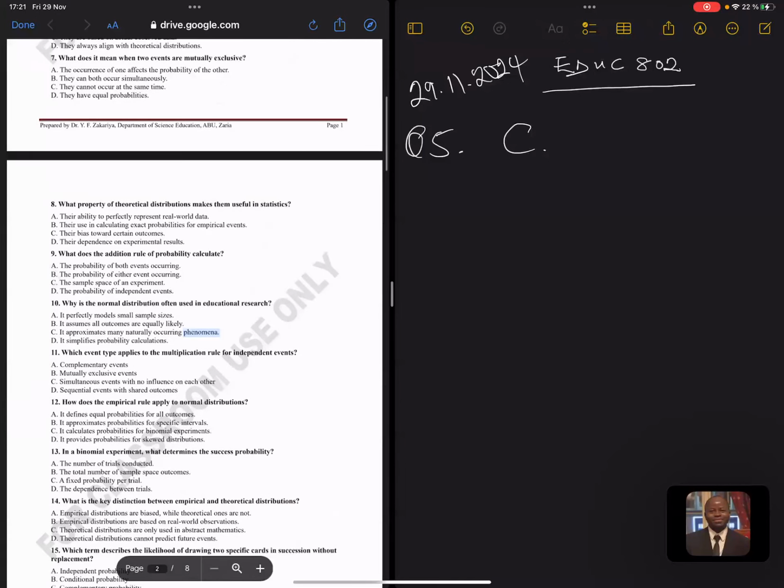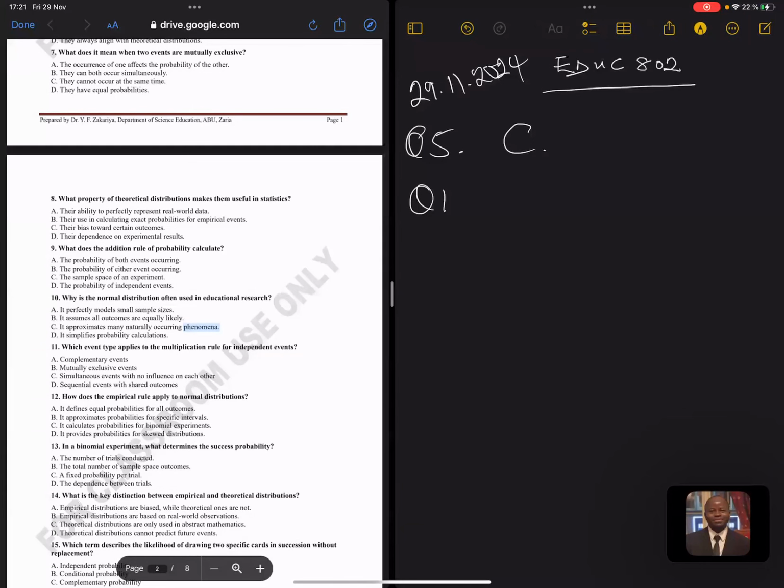Okay, so we can go to question 10. Question 10 says, why is the normal distribution often used in educational research? There's a question of why. A, it perfectly models small sample sizes. B, it assumes all outcomes are equally likely. C, it approximates many naturally occurring phenomena. It seems the answer here is C, many naturally occurring phenomena. All right.